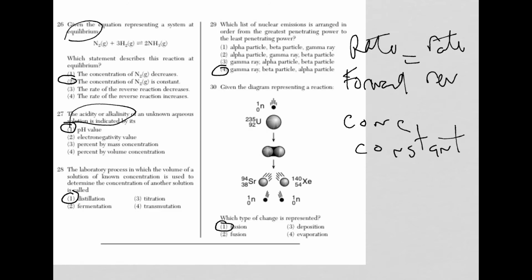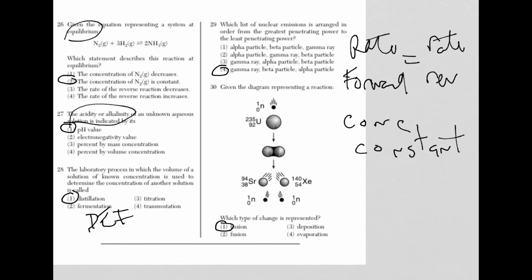Fermentation, of course, is when I take sugars and convert them into alcohol, an organic reaction. Titration is when we're in acid-base chemistry and we're looking for the concentration of one and we know the concentration of another. And transmutation has to do with nuclear reactions. So know them all, but here's a classic example again where you need to know definitions.